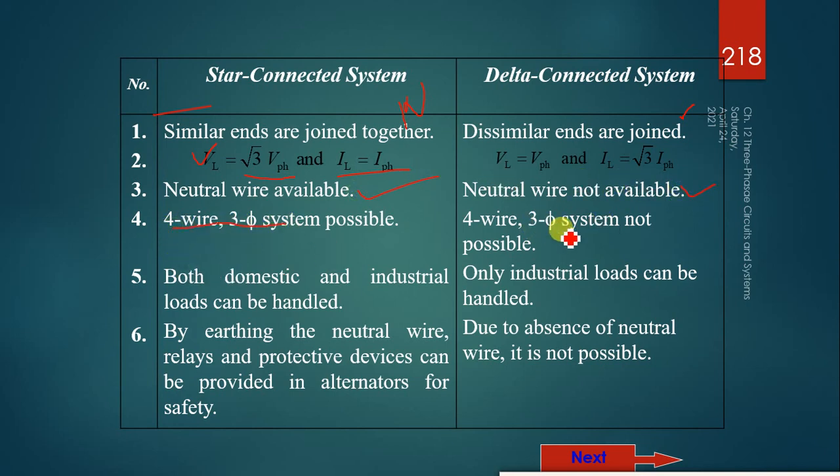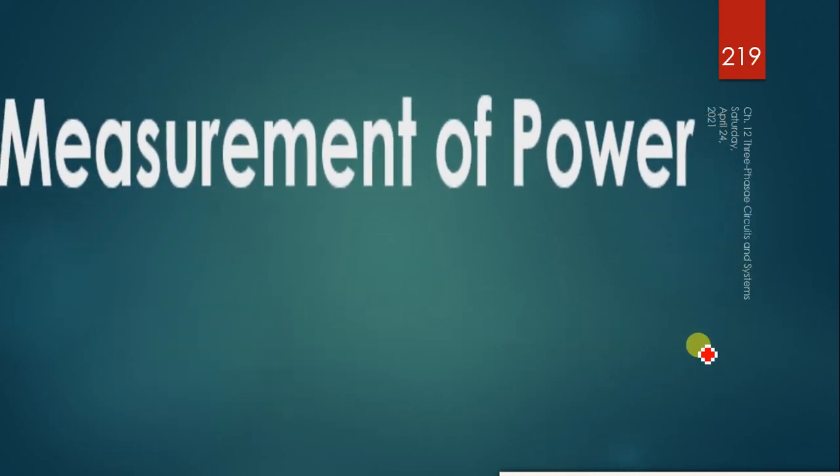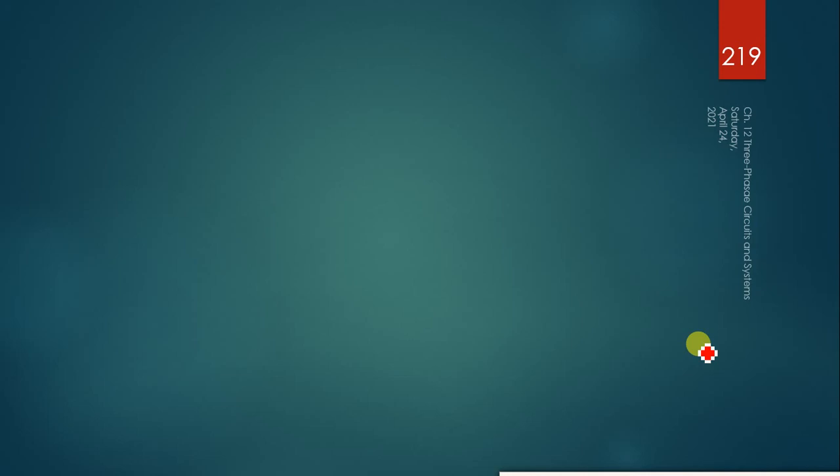Star gives a 4 wire 3 phase system. In delta, a 4 wire 3 phase system is not possible, only a 3 wire system is possible. Star can be used both industrially and domestically, while delta is used only by industries. By earthing the neutral wire, relays and protective devices can be provided for alternator safety. It is not possible in this case. So before going further, I'll conclude the class.